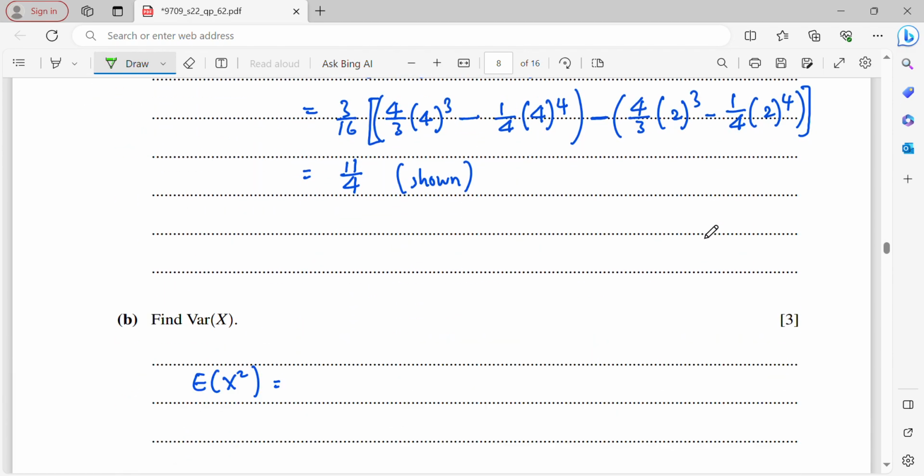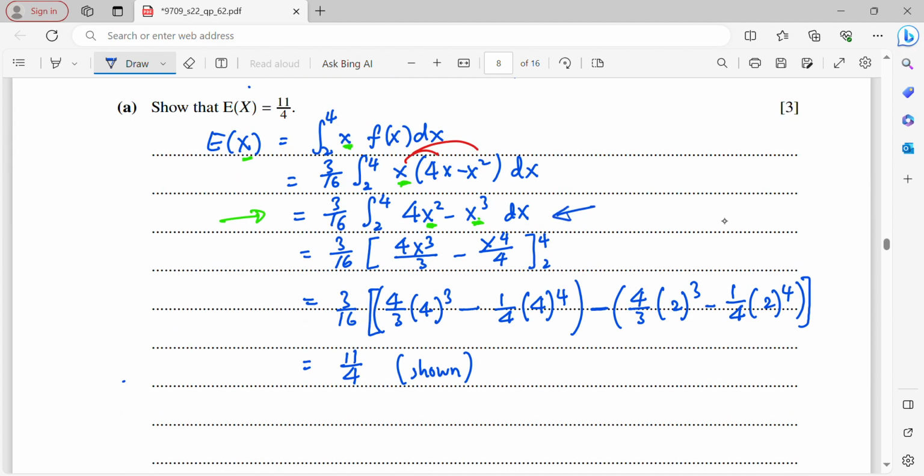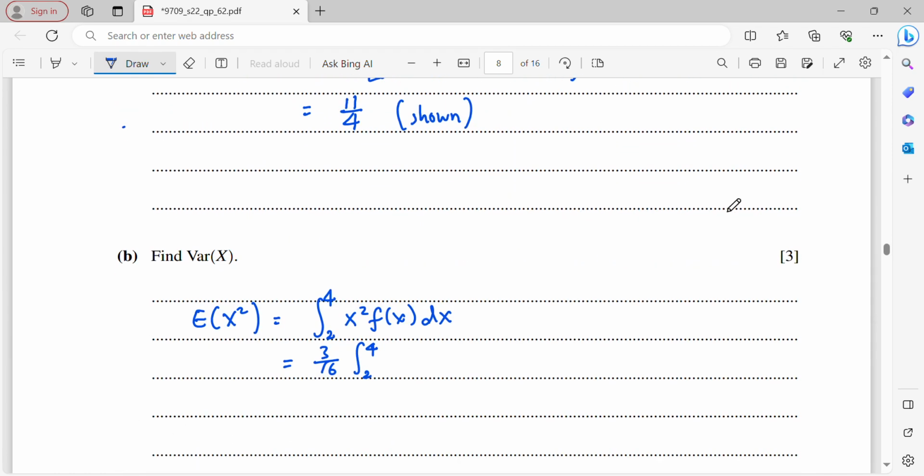Alright, so I will get, or probably I will write down the definition first. This is the integral of x squared f(x) dx from 2 to 4. Then I will write this as 3 over 16, integrate 2 to 4. Then now here, remember I changed this. So 4x cubed minus x to the degree 4 dx.